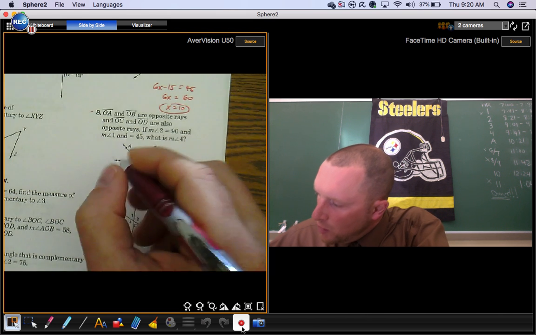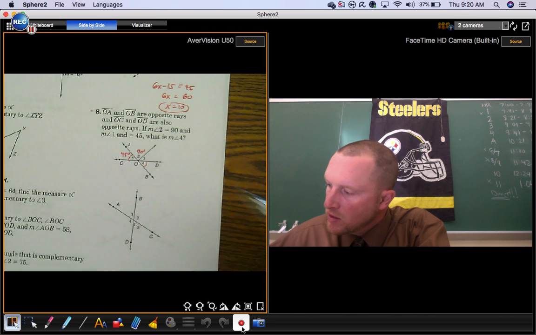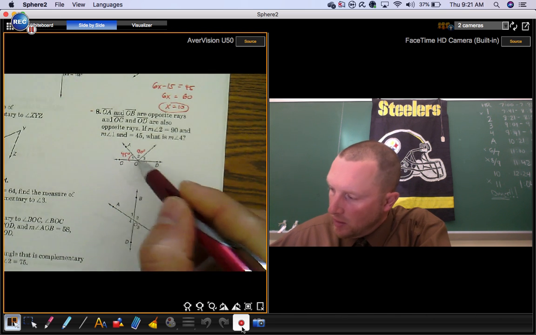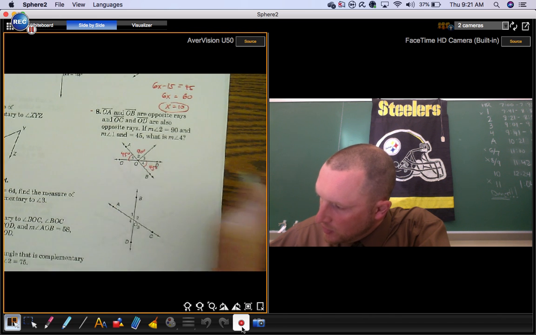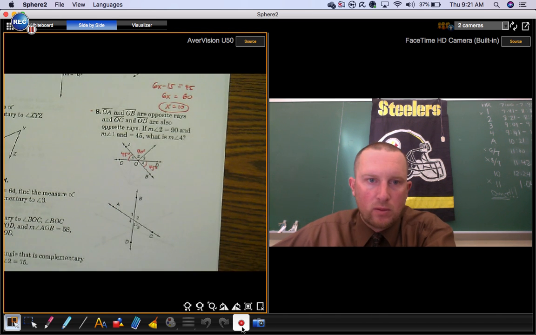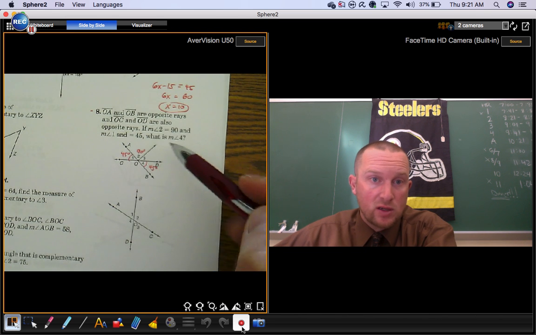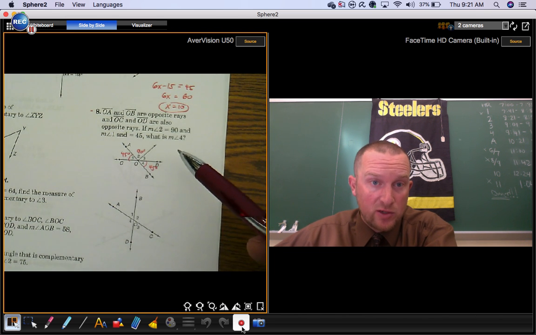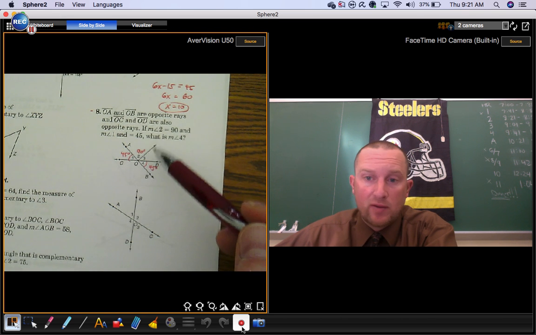The measure of angle 2 they're saying is 90. And the measure of angle 1 is 45. What's the measure of angle 4? Well, angle 1 and angle 4 are vertical, remember. So angle 4 is 45 degrees. That's all you had to do there. A lot of this stuff looks confusing, especially if you're not used to reading geometry and looking at a diagram. It's important to do that every time. That way this doesn't look as scary.